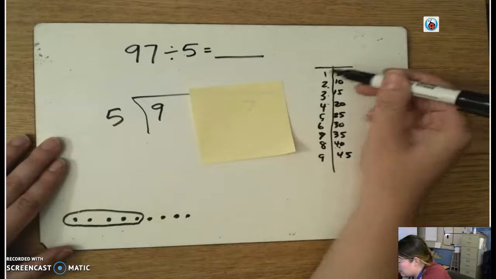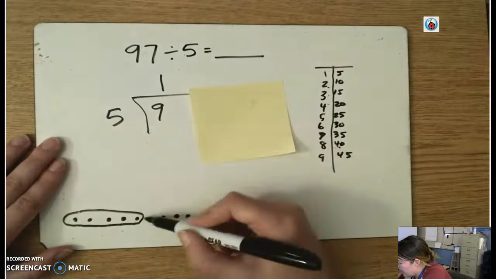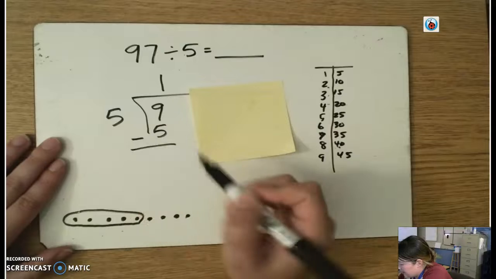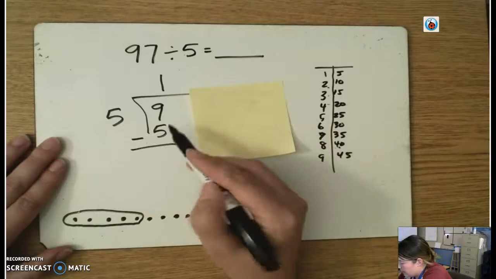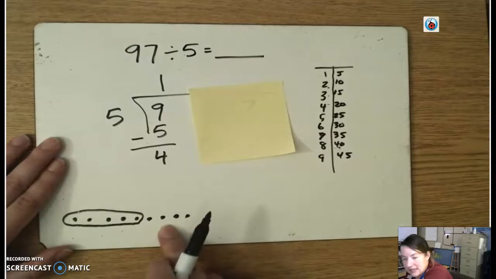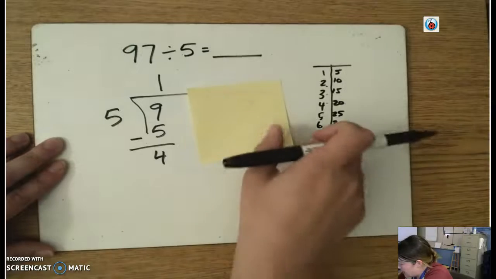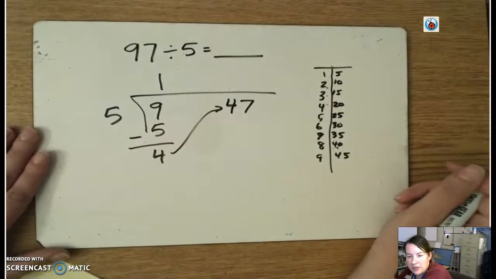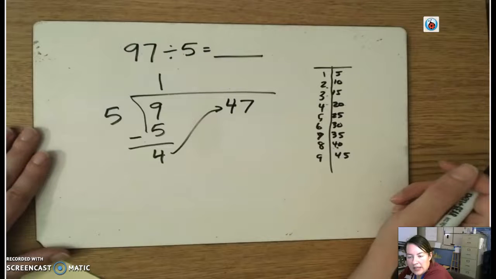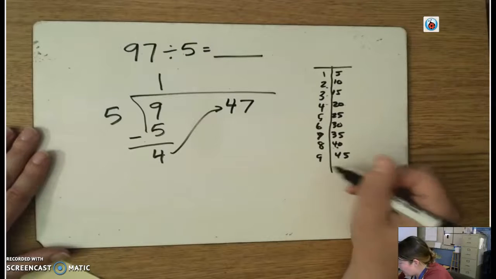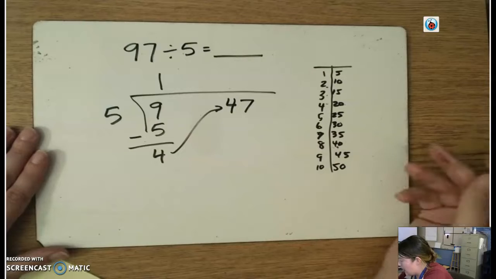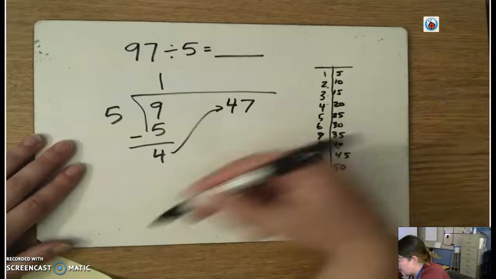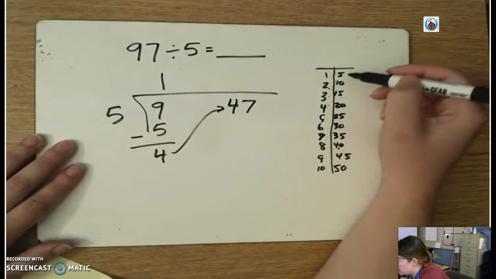So how many groups could I actually make? Right here, I can just make 1 group. And how much was in that 1 group of 5? Just 5 pieces. Let's see how many we had left over. 9 minus 5 is 4. Look, there are my 4 leftover pieces. I'm going to take those 4 and drag them up and put them next to the 7. So now I'm looking at 47. How many groups of 5 can I make with 47 pieces? That's a lot of groups of 5. I'm not going to draw them all out. I'm going to use my multiplication chart here to help.